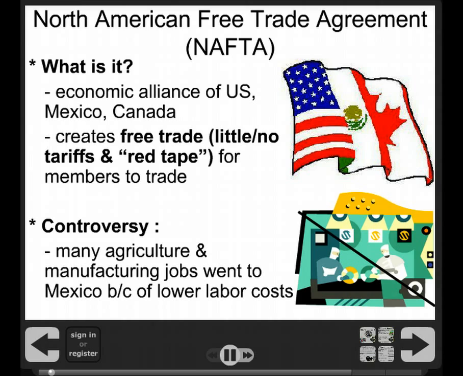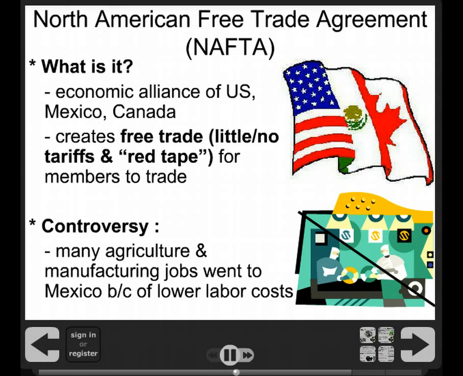This next international organization is known as NAFTA, the North American Free Trade Agreement. And it has 3 members: the United States, Mexico, and Canada. And this involves an economic alliance between these 3 countries. What it does is creates free trade for members of NAFTA. There are little or no tariffs or taxes on imported and exported goods and services. This means that it's very cheap to buy things or sell things between Mexico, United States, and Canada.